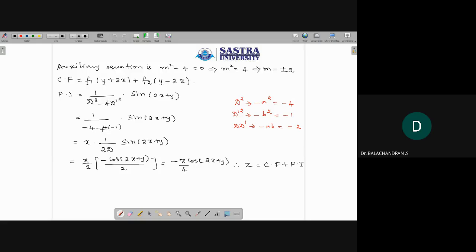So you should multiply the numerator by x and differentiate the denominator with respect to D. So you'll get 2D of sine of 2x plus y, x by 2. So 1 by D means you should integrate with respect to x and keep y constant. So if you integrate sine of 2x plus y, you will get minus cos of 2x plus y, and the coefficient of x is 2, so you should divide by 2. So minus x by 4 into cos of 2x plus y. So finally, the general solution is z equal to CF plus PI.